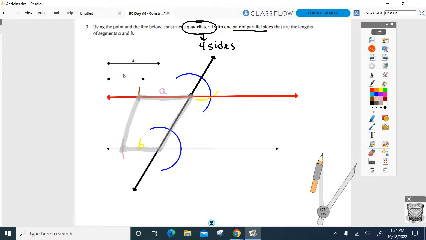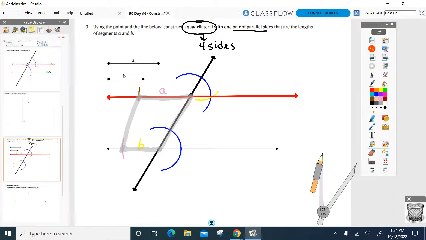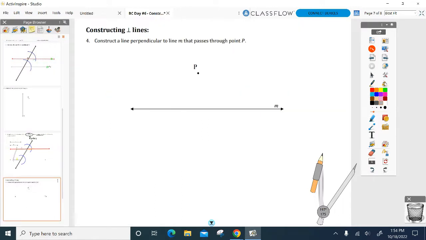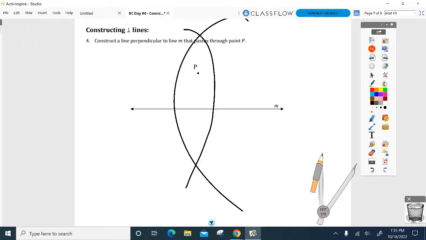Because now we're in review mode. Oh, wait a second. We still have to do perpendicular. We did this in Unit 1. Somebody's just got to reteach me. How do I do a perpendicular line? It's not this, by the way. That's not. I can never do that on a line. Only a line segment. The bisector. Anybody remember?